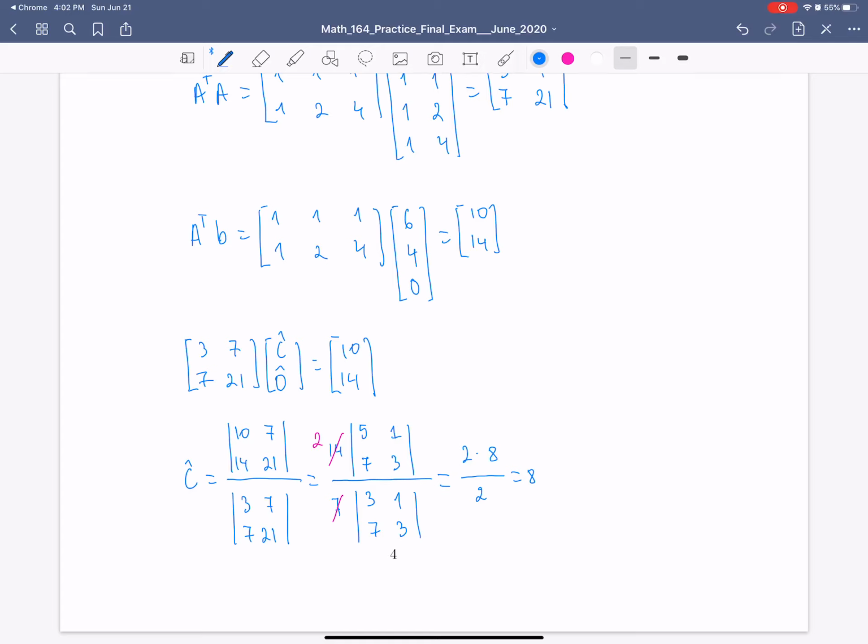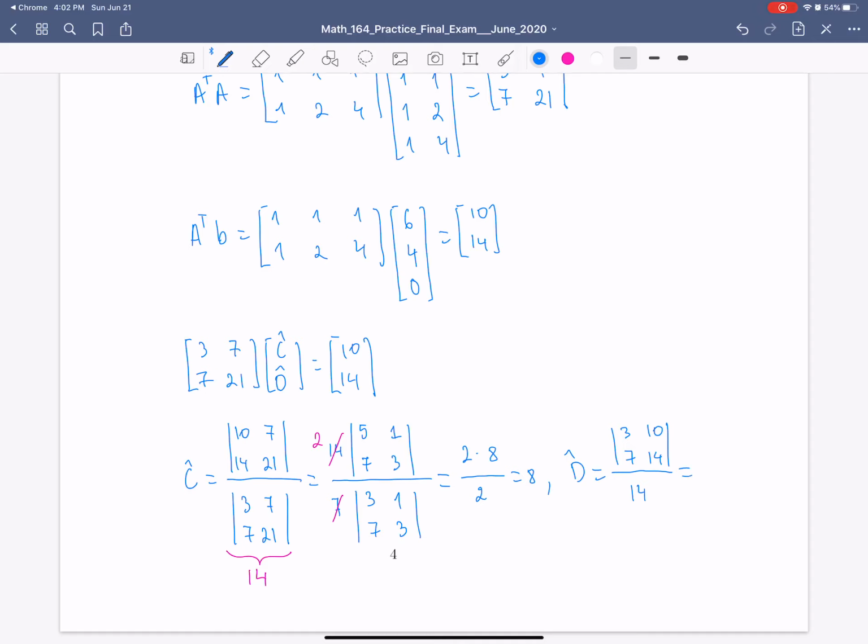And then let's do D hat. So you see that the determinant here, because I'm going to need it for the other one, so I want to make a few comments, is 2 times 7. So this is 14. So now D hat is 3, 7, 10, 14 over 14.